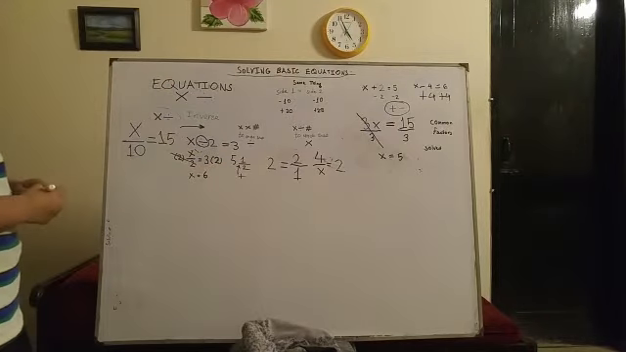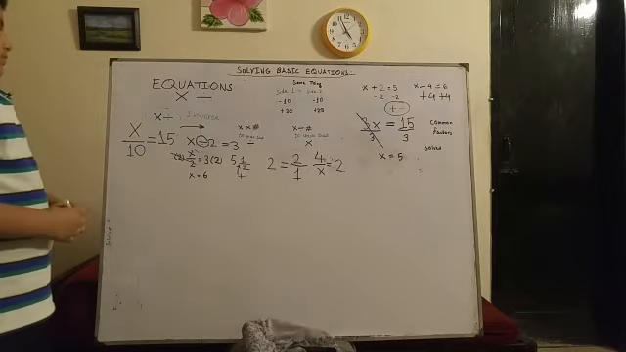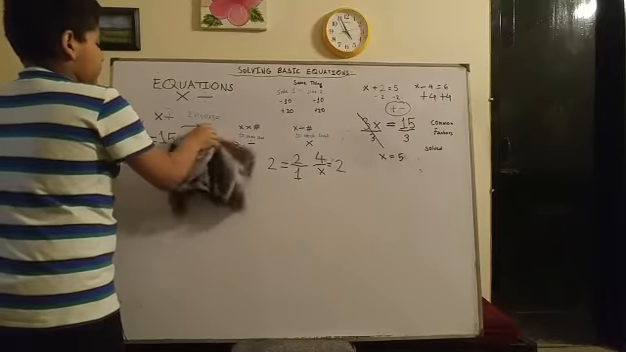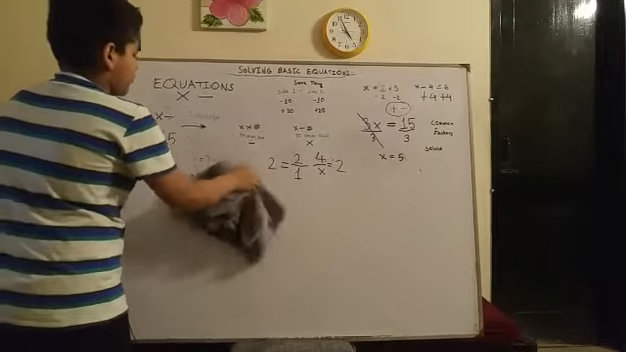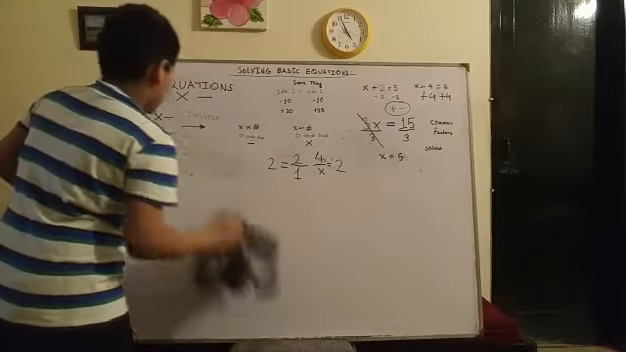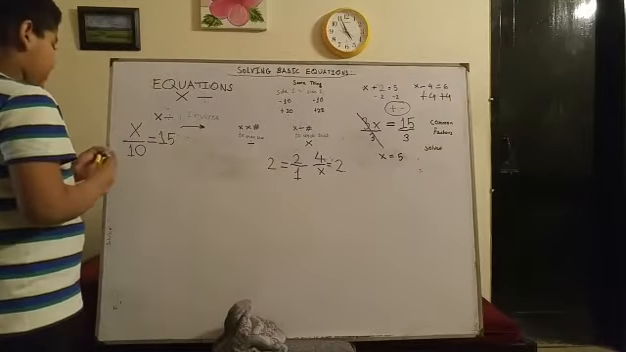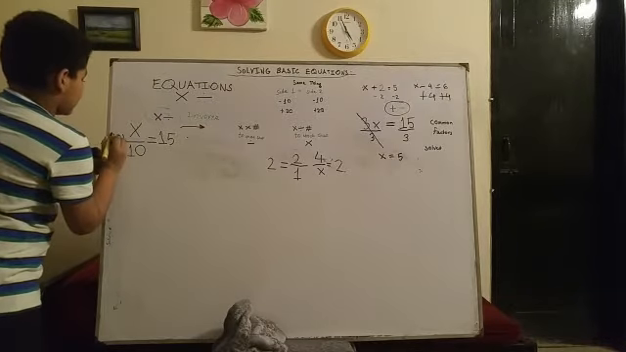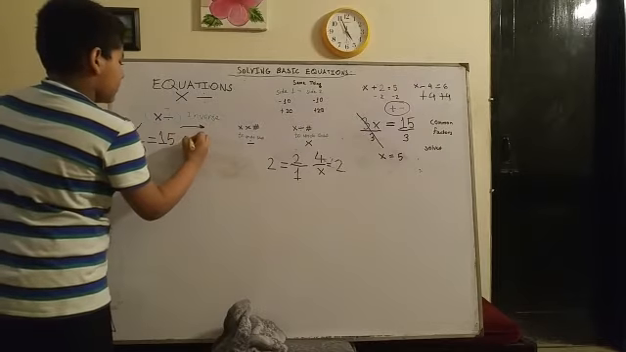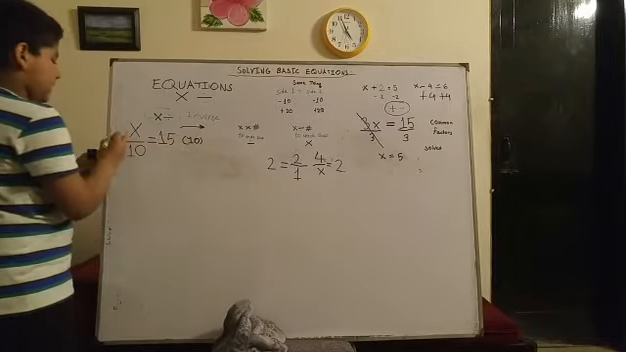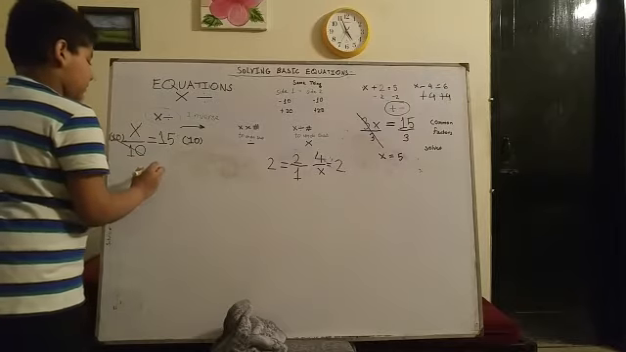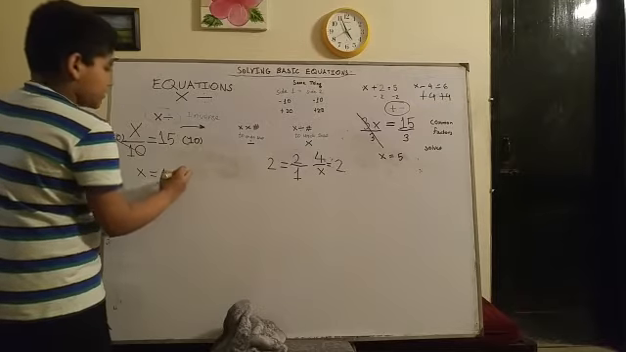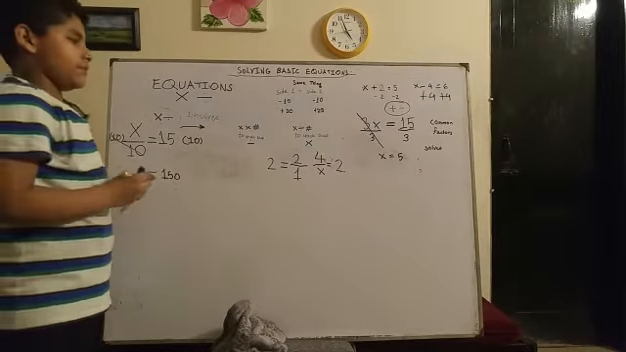Let's try another one. x divided by 10 equals 15. Let me get rid of these so that I can do more operations here. Okay, so we need to multiply both sides by 10. So the 10's cancel, leaving x all by itself, and 15 times 10 equals 150. So x equals 150. That's a very big number, you might say.